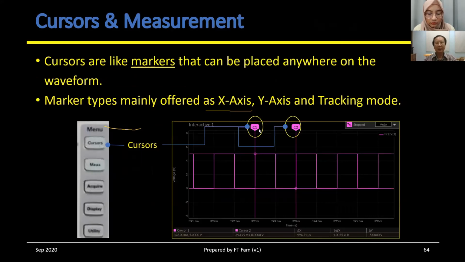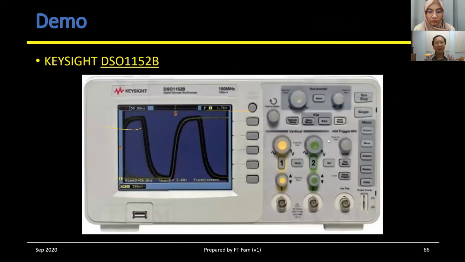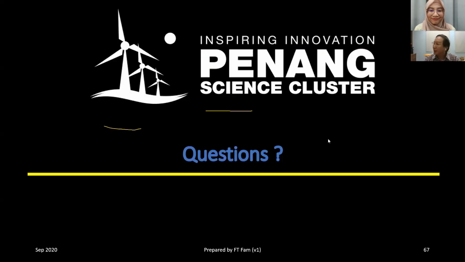And the cursor, you can use the cursor to measure the period or the frequency or the voltage. It will show you on the graph here on the bottom. You see the measurement delta x and 1 over delta x. All right. So I think this is the end of the presentation.